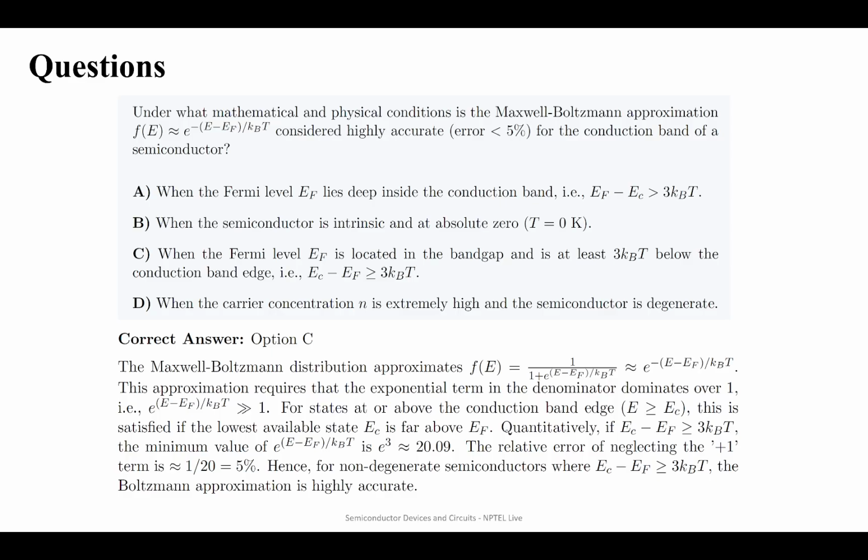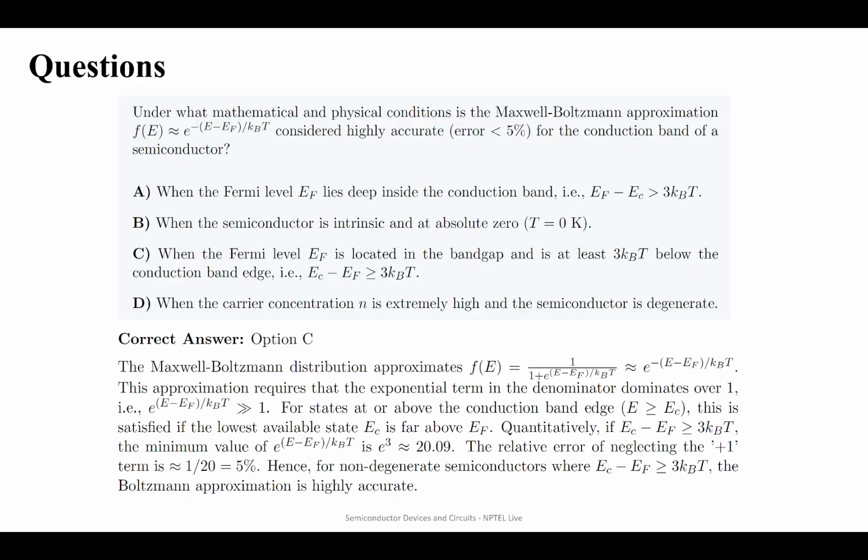So the answer to this will be option C. So the Maxwell-Boltzmann distribution approximation, f of E equals 1 upon 1 plus e to the power (E minus EF) by kBT, approximately equals e to the power minus (E minus EF) by kBT.